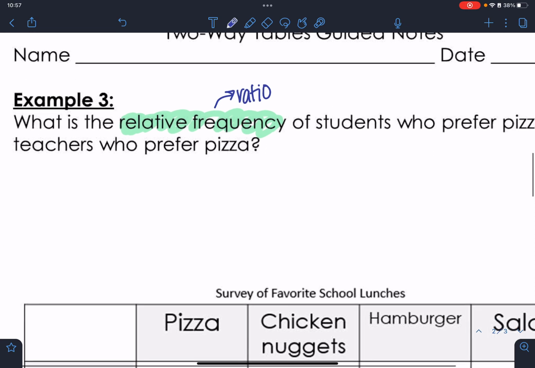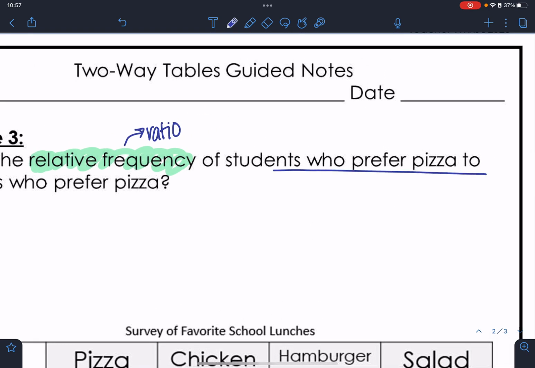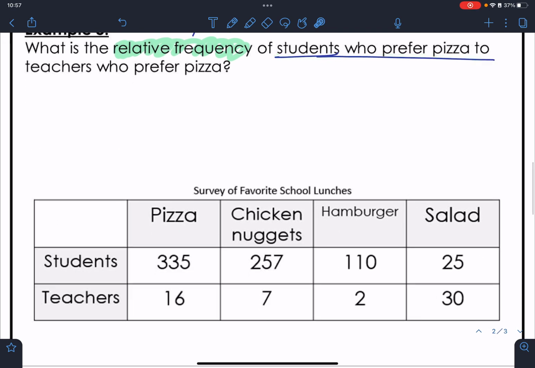Okay, so ratio. What do we know? What symbol do we use for a ratio? We did that last semester. What symbol? There's a couple different answers. When you think of ratio, what are you thinking of? A fraction, right? A fraction. So we just want to put those numbers in fraction form. So my first thing that it tells me, and whatever is listed first goes on top. So how many students prefer pizza according to my table here?